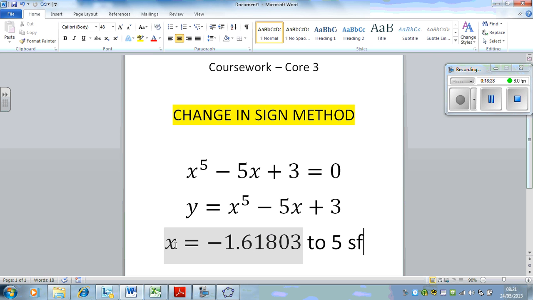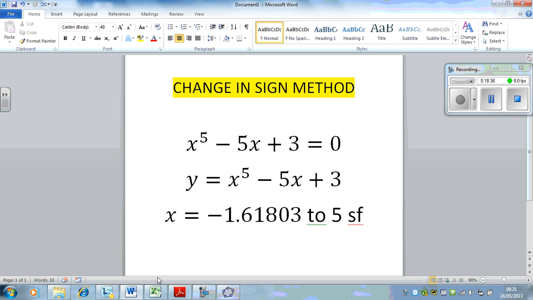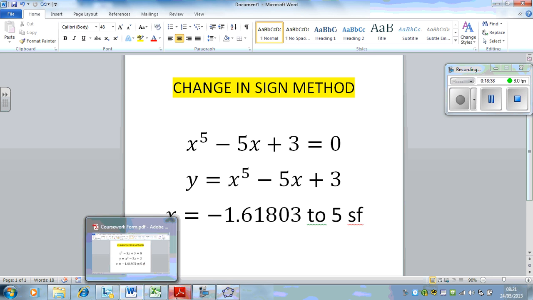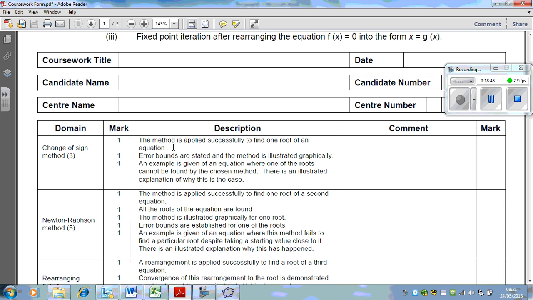We could go on and on, but we've solved one of the equations, the equation for one of the roots, and we've got it to 5 significant figures. Okay, so let's see how that compares to the mark scheme. The method is applied successfully to find one root of an equation. Brilliant. We've done that.